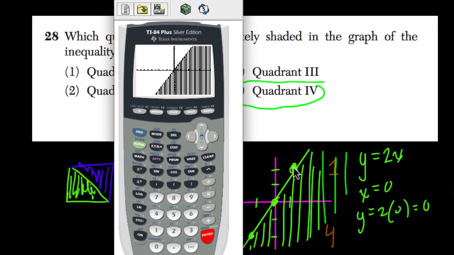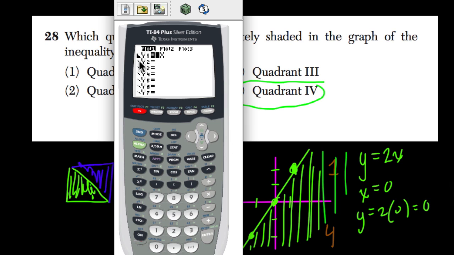Just remember that this line itself will be dotted or dashed if the inequality is just less than or greater than, but it will be solid if it's less than or equal to or greater than or equal to. So again, just take a look at that. You can see that lower shaded blob there. That means less than, and that's what we looked at here.